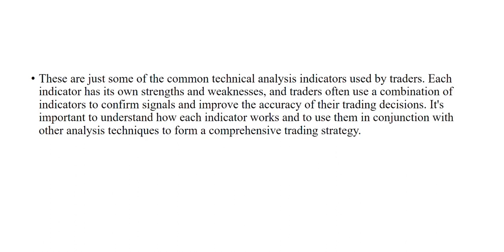So these are just some common technical analysis indicators. Each indicator has strengths and weaknesses, which is why it's suggested to use three or four. Use them with your chart where you're marking your chart. Traders use combinations of them to improve the accuracy of their trading decisions. It's important to understand how each one that you're using works and how they work in conjunction with each other, because them moving together, with that confluence, is what's going to give you real confidence in your comprehensive trading strategy. That's super important.